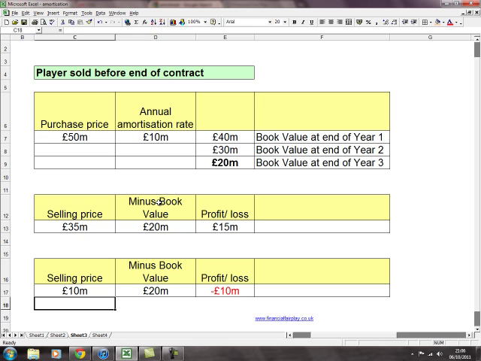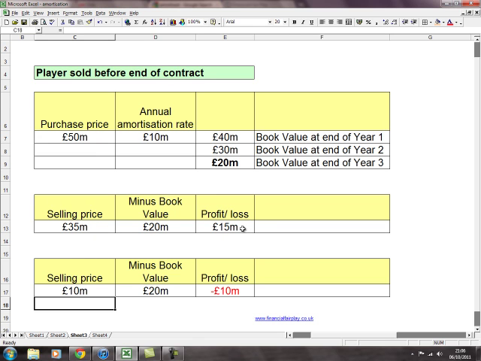Taking it a bit further, we've got an example of a player who's sold before the end of the contract. Using the same example, purchase price £50 million, written off at the rate of £10 million a year. At the end of year 3, he's got a £20 million book value. Then the club decide to sell him, in this scenario for £35 million. That's actually less than they bought him for, but he's sitting in their accounts with a £20 million book value. So the difference between the £35 million they sold him for and the book value is £15 million.